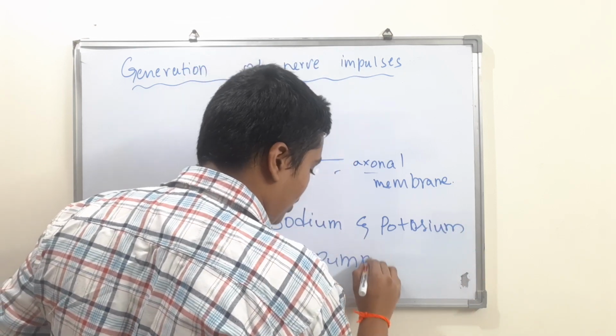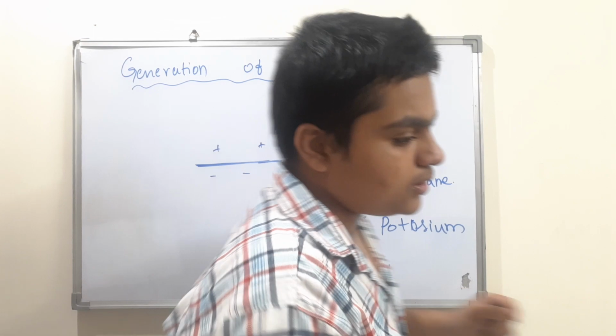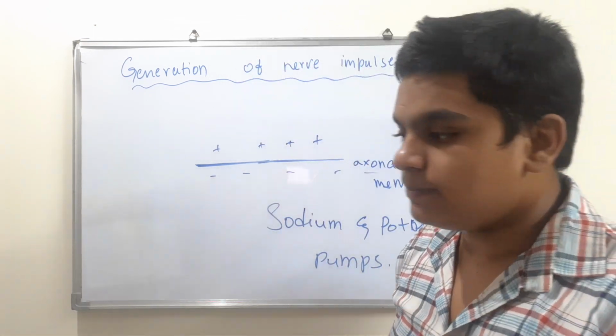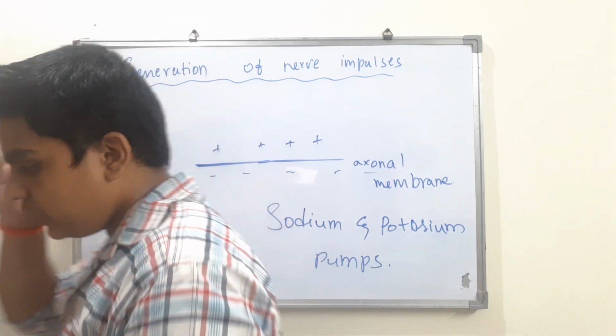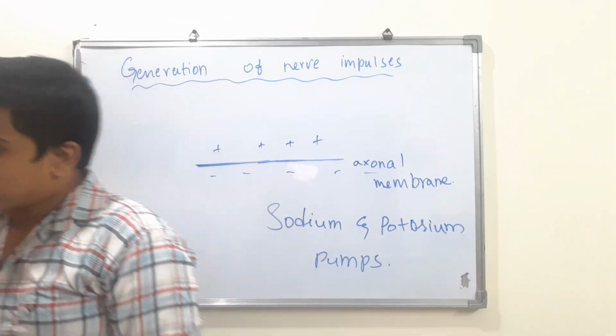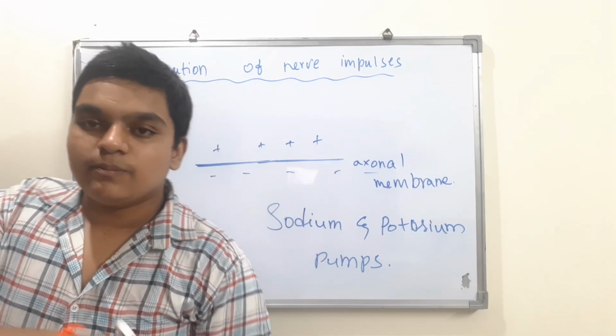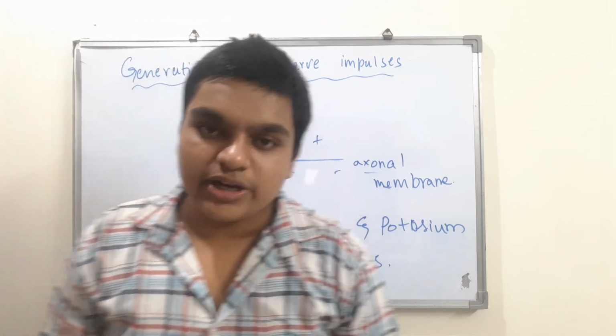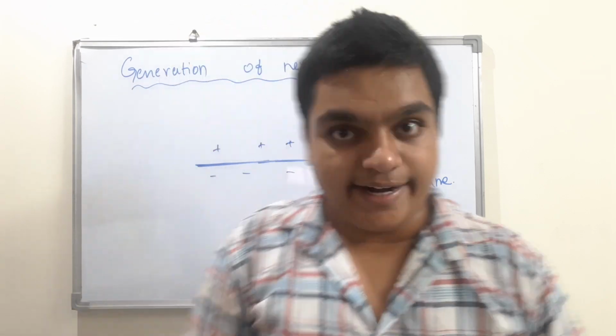Remember this, sodium and potassium pumps. Active transport happens due to sodium and potassium pumps. They actively transport the ions up and down. Now, what are the sodium and potassium pumps doing here in our nerves?